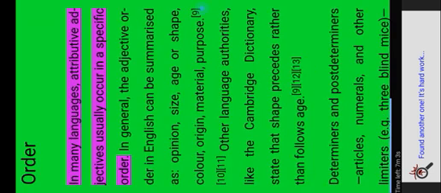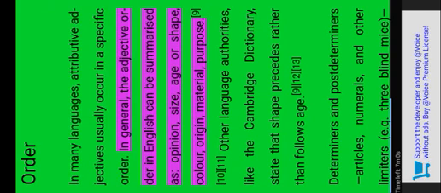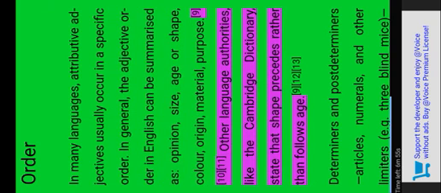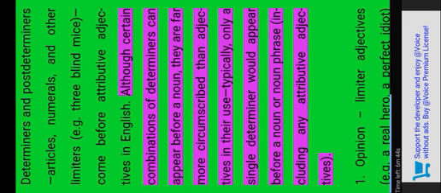Order. In many languages, attributive adjectives usually occur in a specific order. In general, the adjective order in English can be summarized as opinion, size, age or shape, color, origin, material, purpose. Other language authorities, like the Cambridge Dictionary, state that shape precedes rather than follows age. Determiners and post-determiners, articles, numerals, and other limiters, e.g. three blind mice, come before attributive adjectives in English. Although certain combinations of determiners can appear before a noun, they are far more circumscribed than adjectives in their use. Typically, only a single determiner would appear before a noun or noun phrase, including any attributive adjectives.